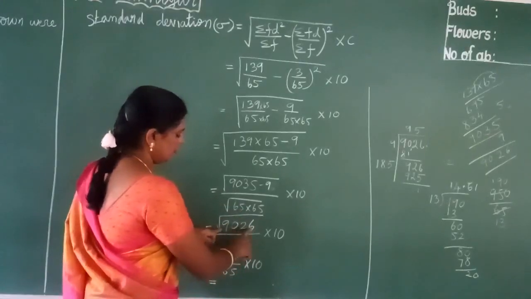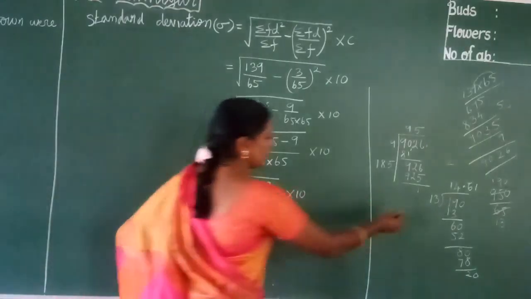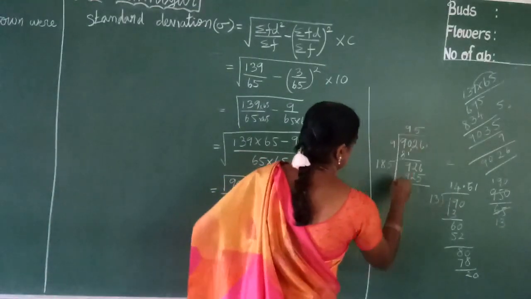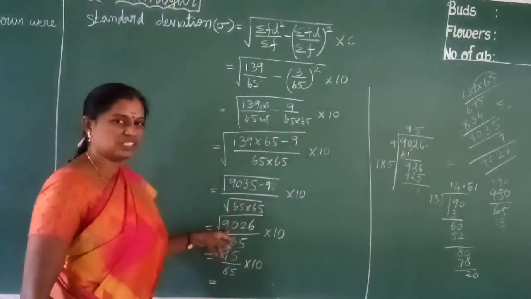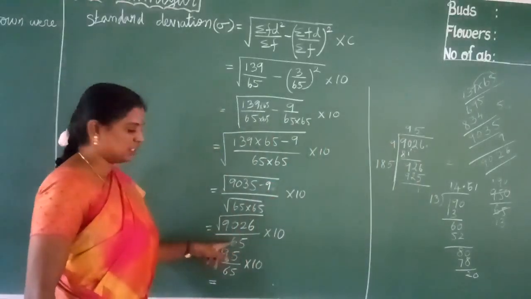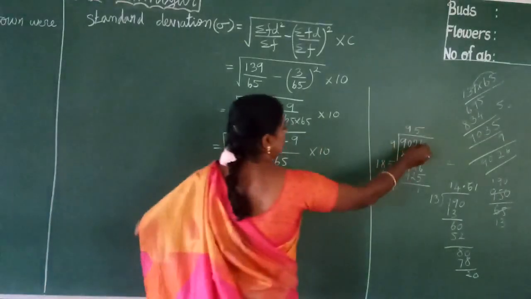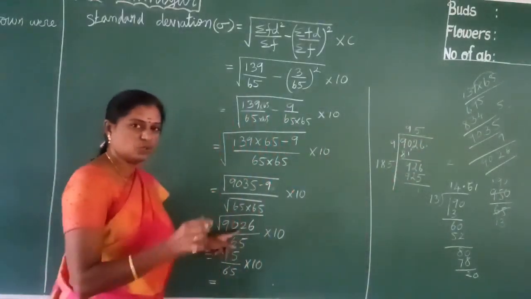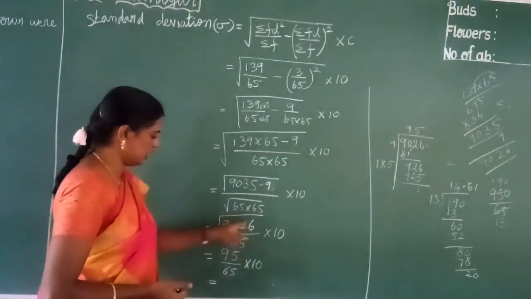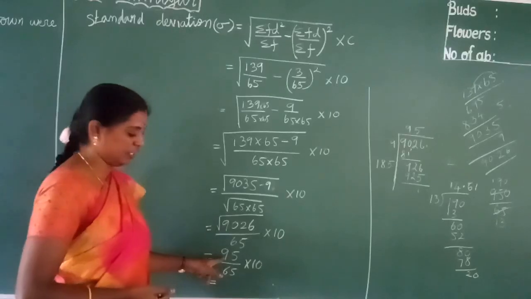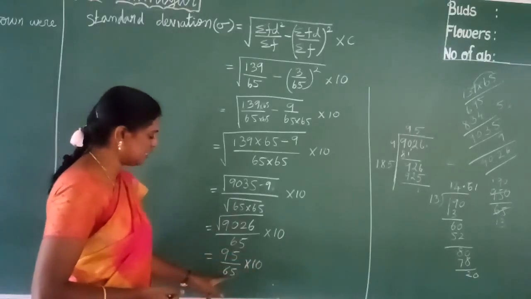And 9025 we take the square root. Long division method, 9025. So already I explained 2 or 3 questions, isn't it? So the same method, segregate 2 digits. Here 2 numbers. 90 and 25. 81 is a perfect square number. So like that, taking the square root, we get 95. 95 into 10 by 65.